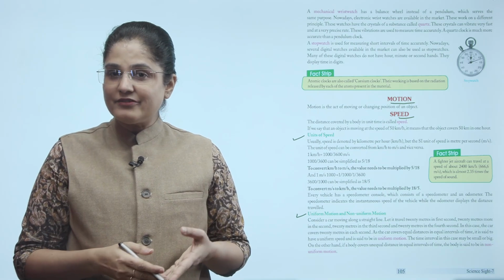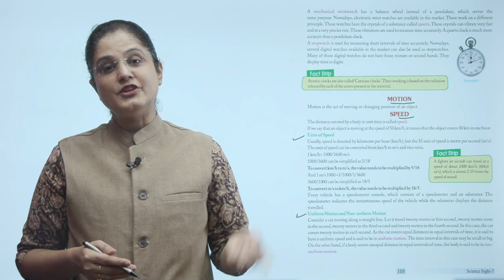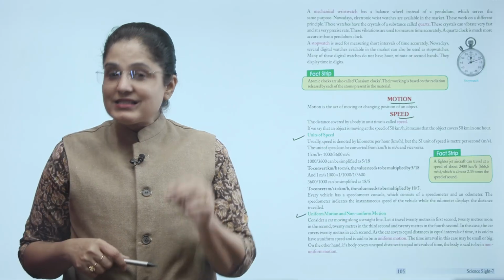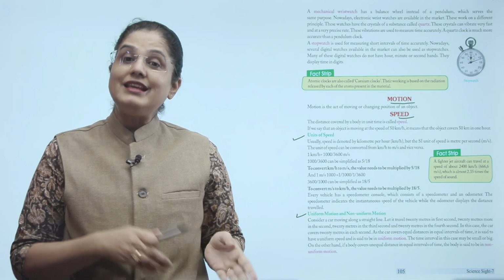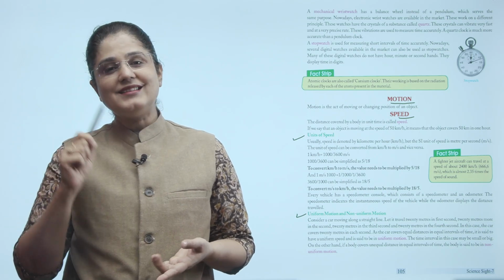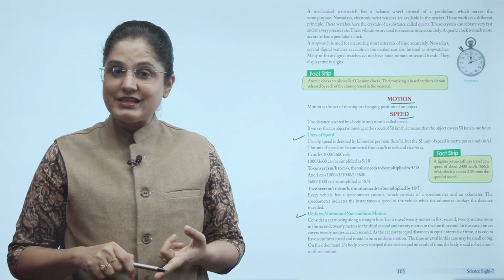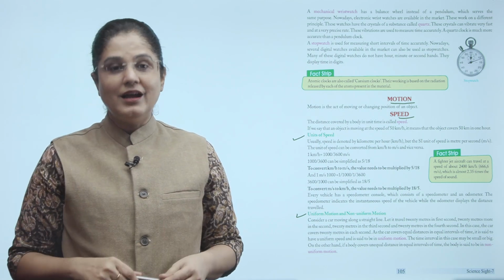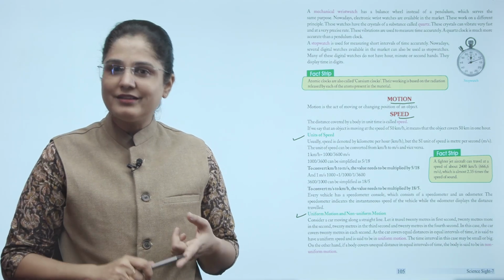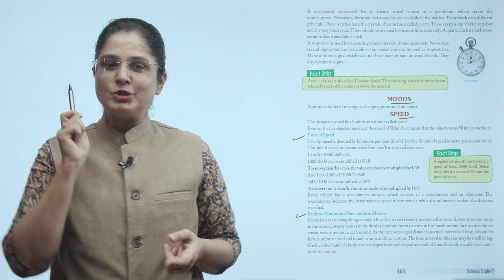So as the car covers equal distance in equal intervals of time, it is said to have a uniform speed and is said to be in uniform motion. The time interval in this case may be small or big. On the other hand, if a body covers unequal distances in equal intervals of time, the body is said to be in non-uniform motion.